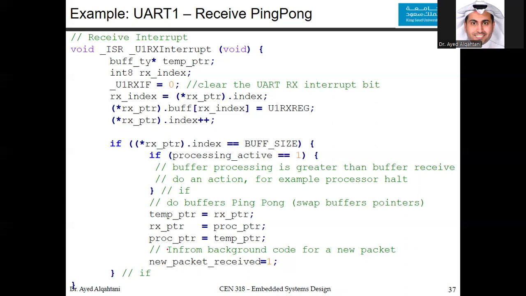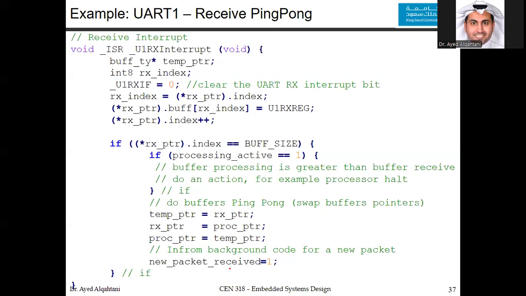And at this point, I told you that our semaphore should be set by the interrupt service routine. Now you say new packet received is equal to 1. So now this is the semaphore. It says that the new packet received is equal to 1.